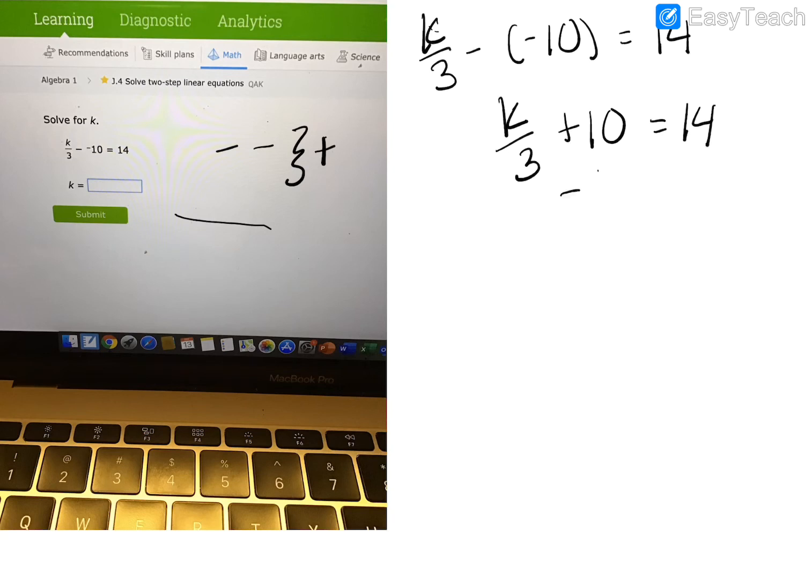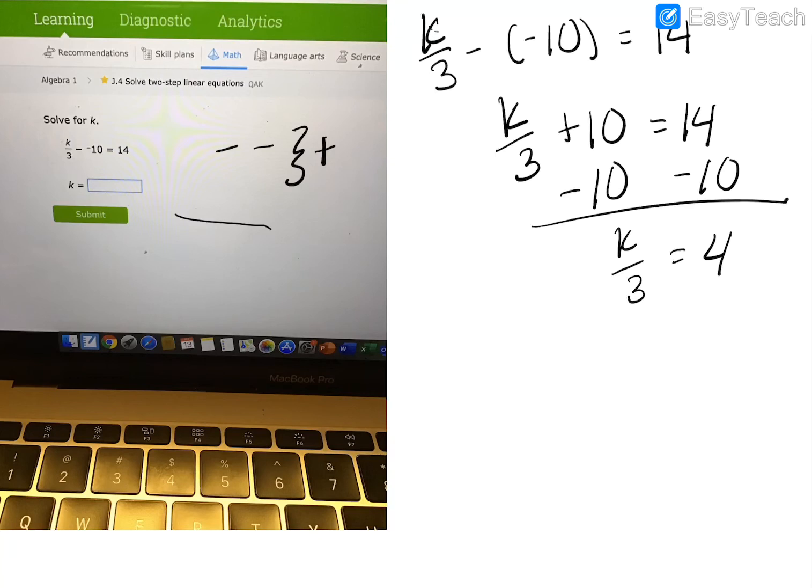Now we're going to subtract 10 from both sides. Now we have k divided by 3 equals 4. So something divided by 3 equals 4. So take a second. Try a couple numbers. Just think this through. What divided by 3 will give me 4? Think of some things multiplied by 4. What does it give you?